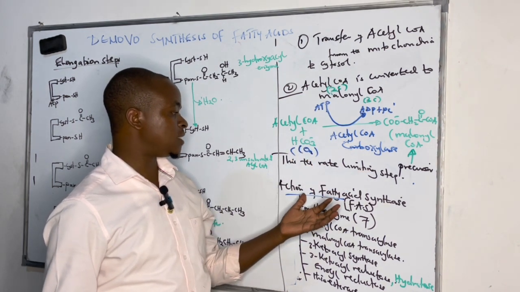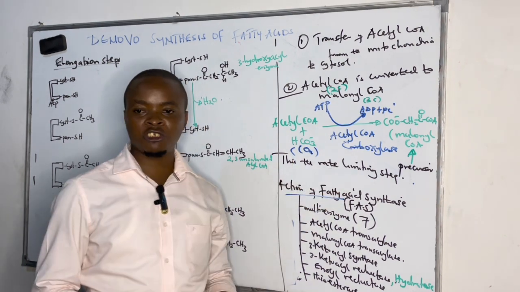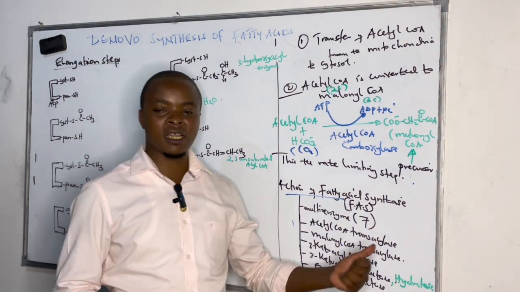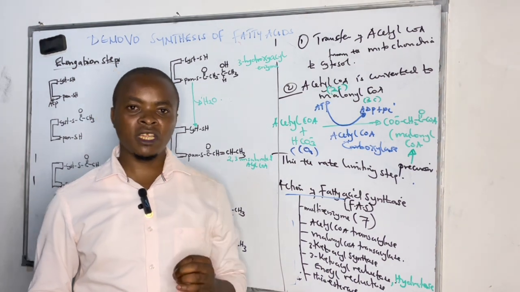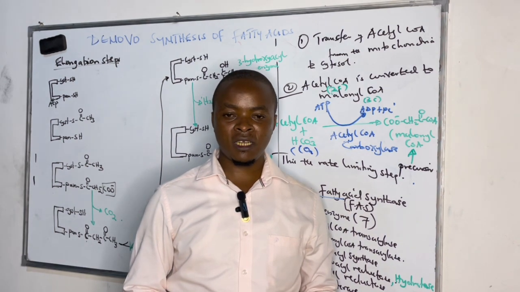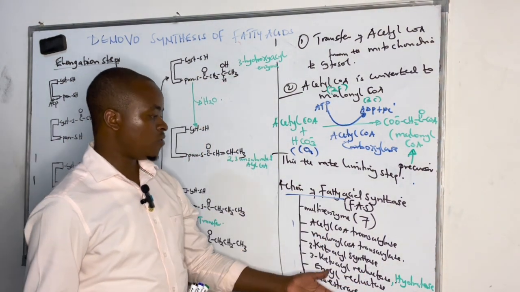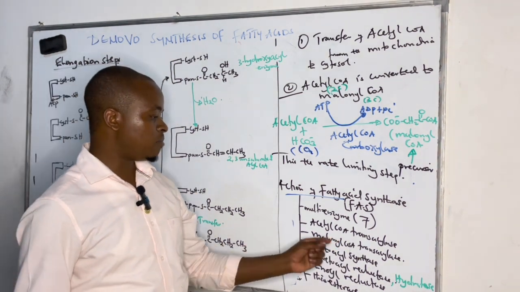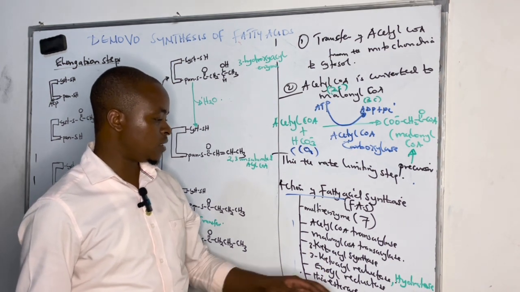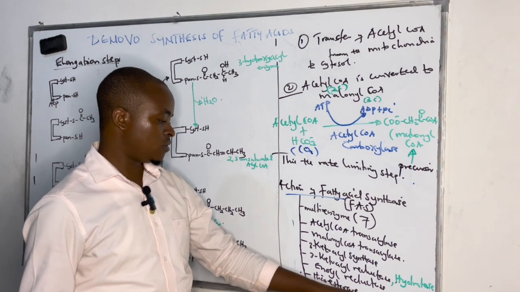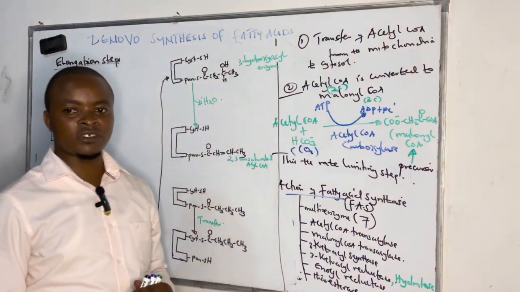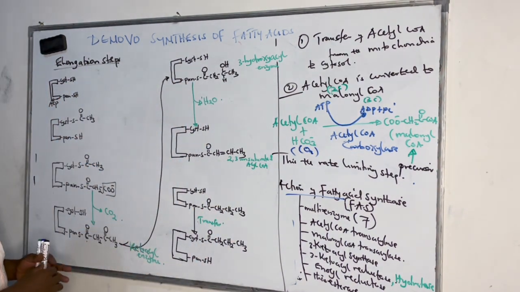And we have gone ahead to look at the elongation step, whereby it involves fatty acid synthase, and this fatty acid synthase, we said it is a multi-enzyme containing 7 enzymes, which catalyze the elongation step of fatty acid, whereby we listed them down here: acetyl-CoA transacylase, malonyl-CoA transacylase, 3-ketoacyl synthase, 3-ketoacyl reductase, then we have hydratase, enoyl reductase, and thioesterase. So let us see how they get involved in the elongation step.